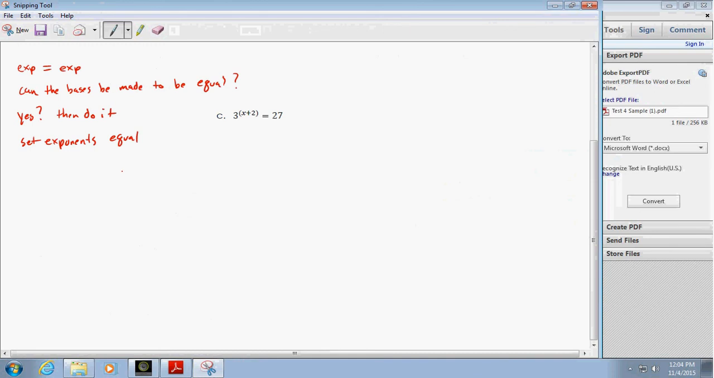So can 27 be rewritten as base 3? 3 to some power? Right, 27 is just 3 cubed. So if we have them as the same base, then we can just look at the exponents and set the exponents equal to each other. Subtract 2 from both sides, x equals 1. Okay? That's a good one. We like that one. That's it.